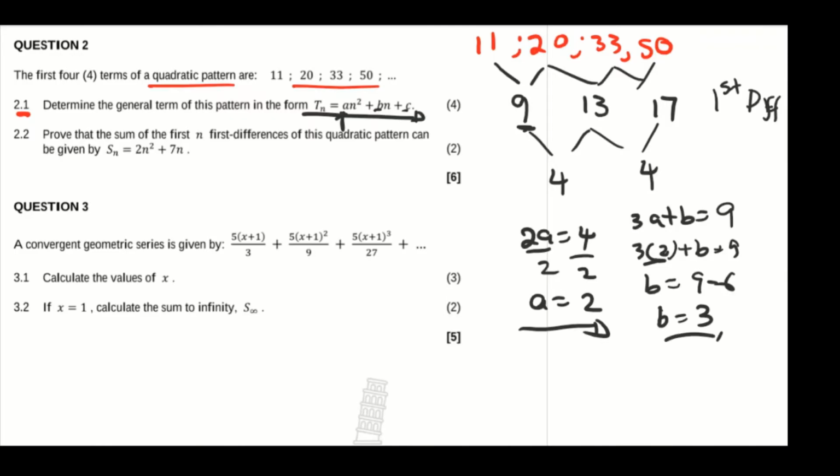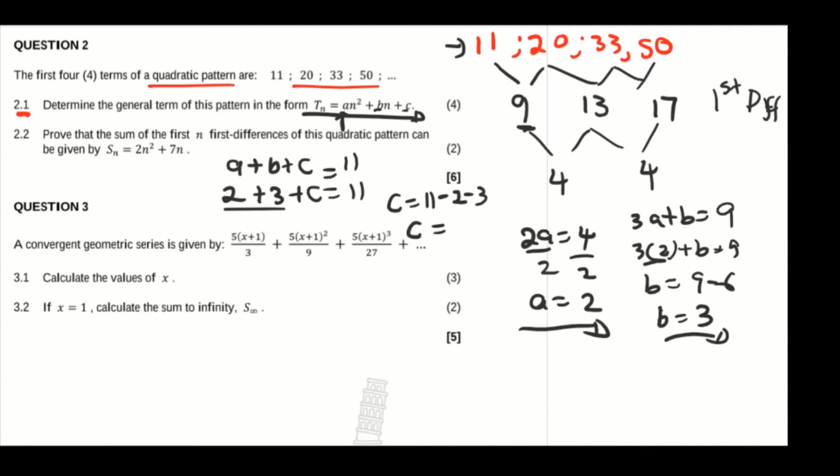So now we want to find the value of c, right? How do we find it? We say a plus b plus c is equals to the first term of the quadratic number pattern, which is 11. What is our value of a? It's 2. What is our value of b? It's 3. And then c is equals to 11. Transpose these to the other side. We have c is equals to 11 minus 2 minus 3, and then c is 6, right?